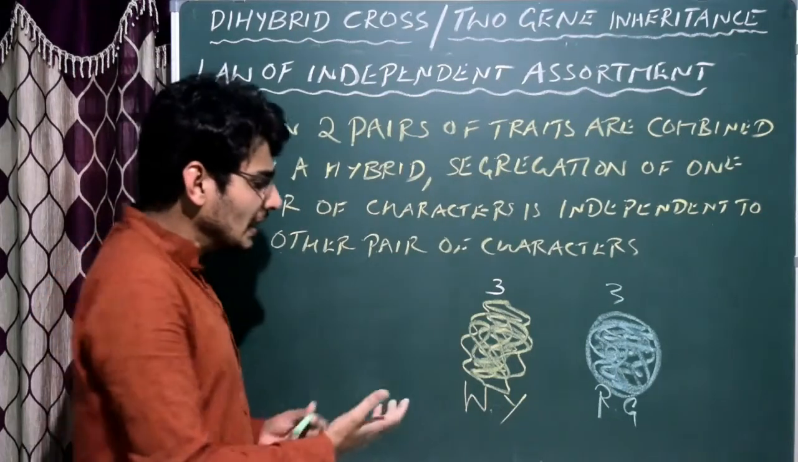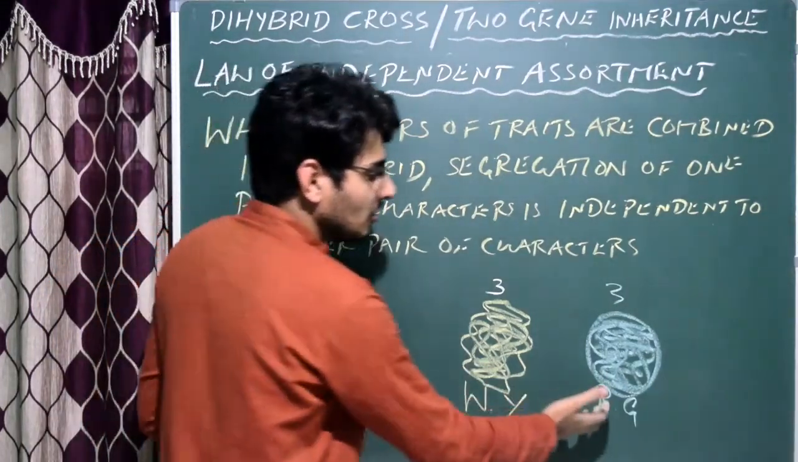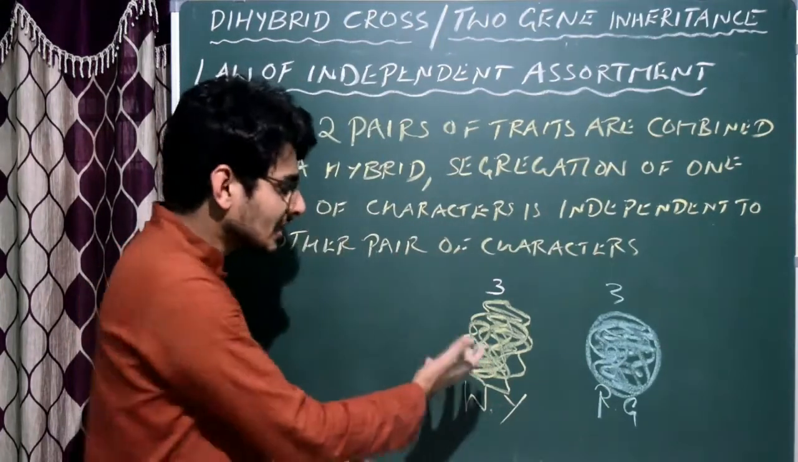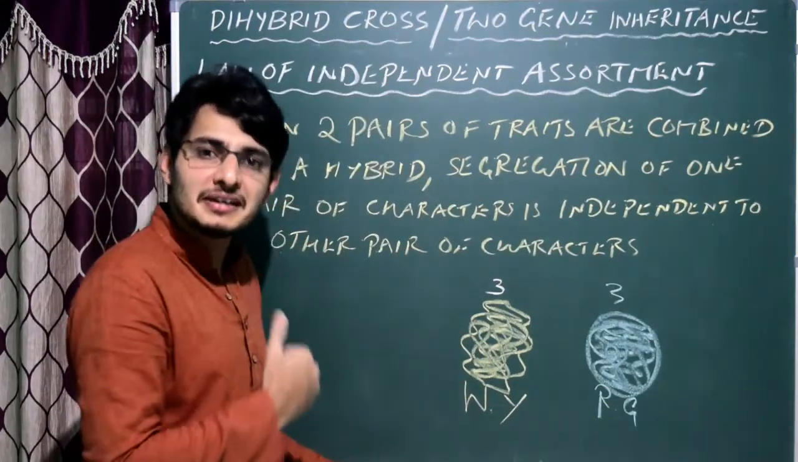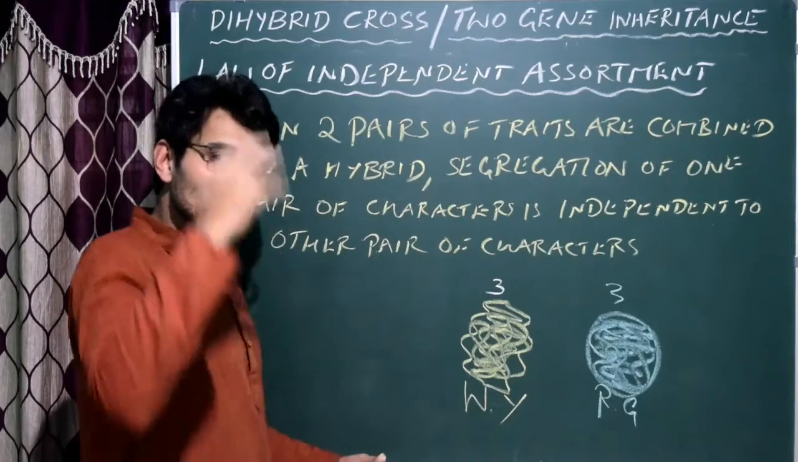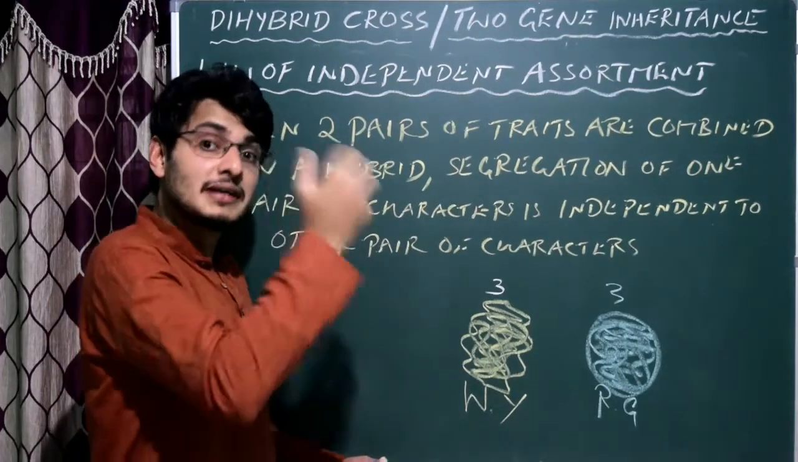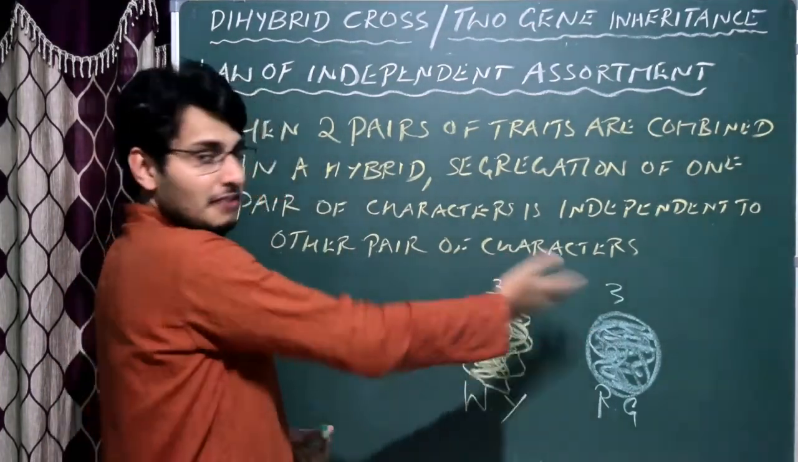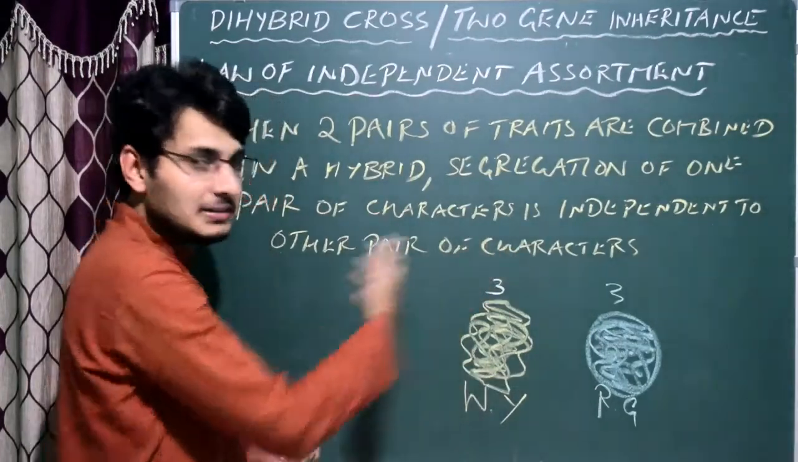Like, what made them to be like wrinkled yellow and round green? Because these characters are completely absent in the parental type. Correct. So he crossed round yellow seeded plant with wrinkled green seeded plant actually. But it's different, entirely different actually. Okay, 3 and 3. Okay.